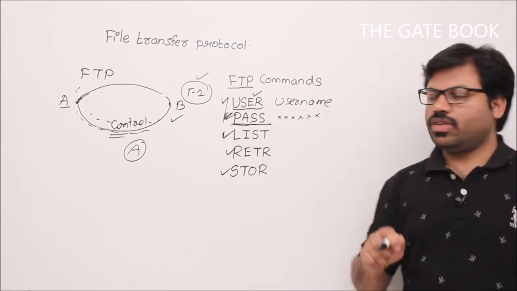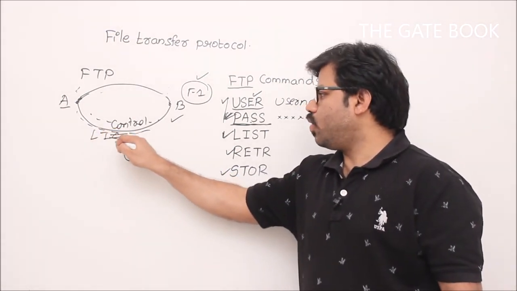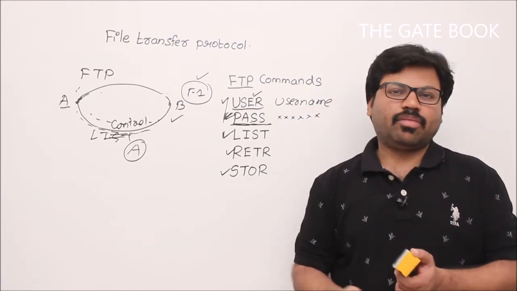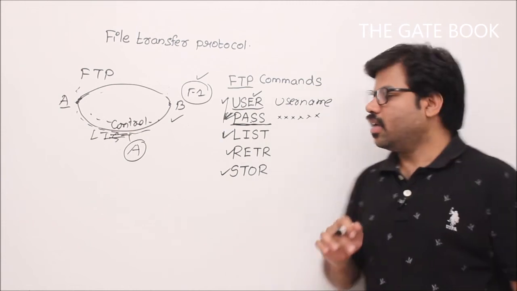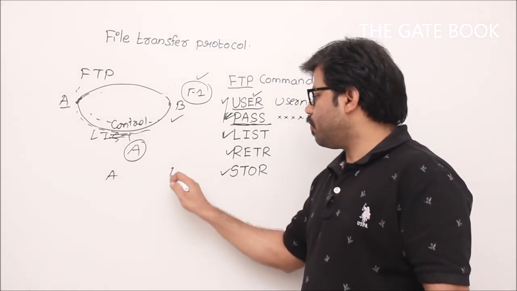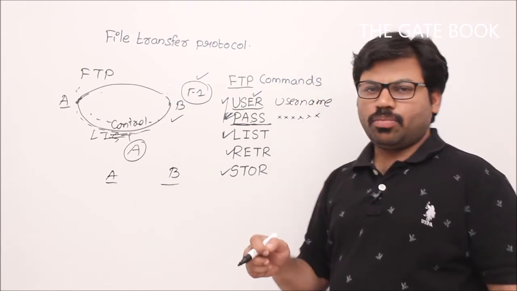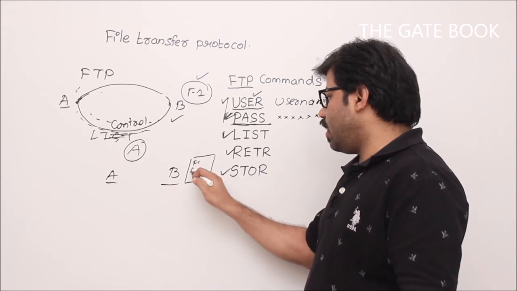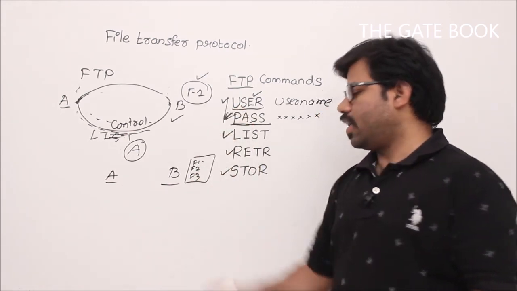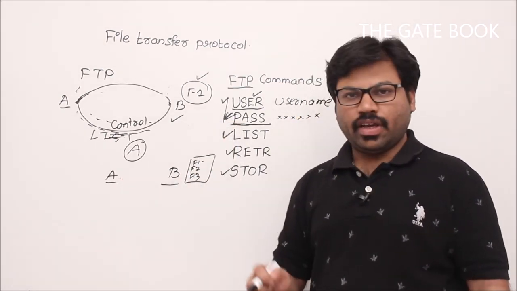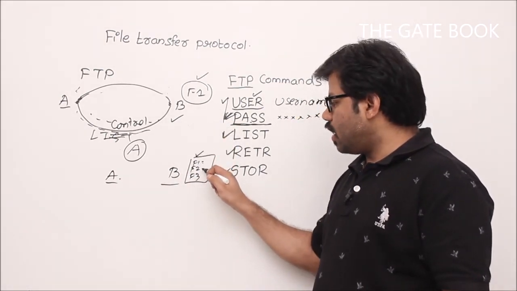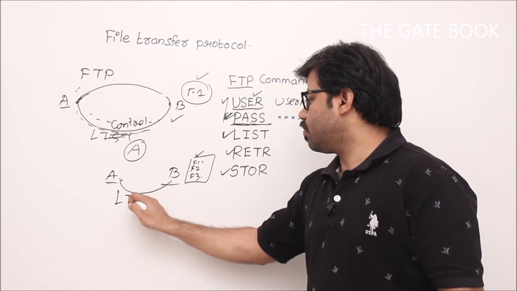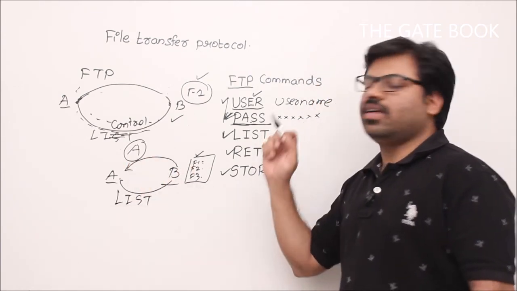List, what is this list? I will tell you. Whenever list is sent from A to B, B will understand that A is expecting the directory, that means what files are available in the current directory. Example, let's say A and B want to communicate through file transfer protocol. Let's say B has some current directory. In the current directory there are 3 files, file 1, file 2, file 3. This is the hierarchy. Now A wants to know what files are available in the current directory. For that he will send the command list. Then B has to respond with the directory information.